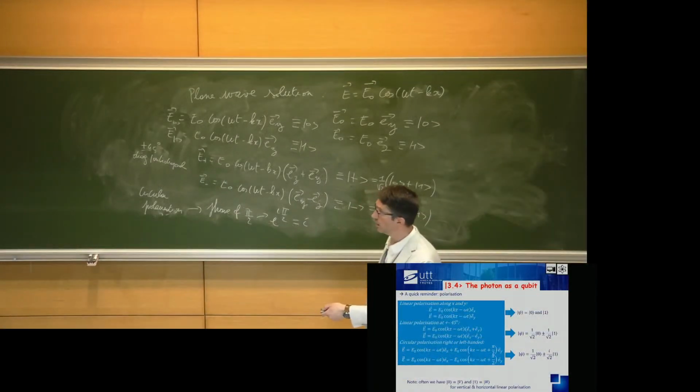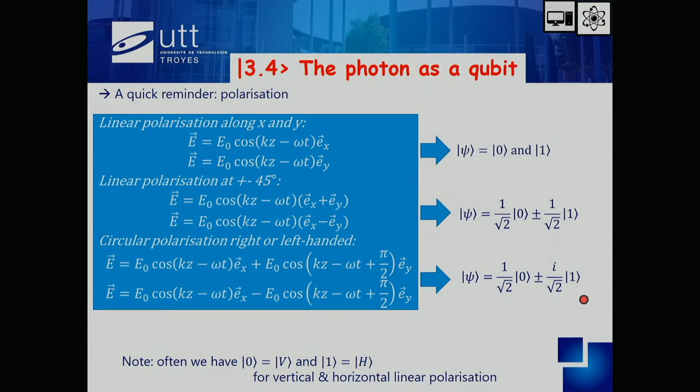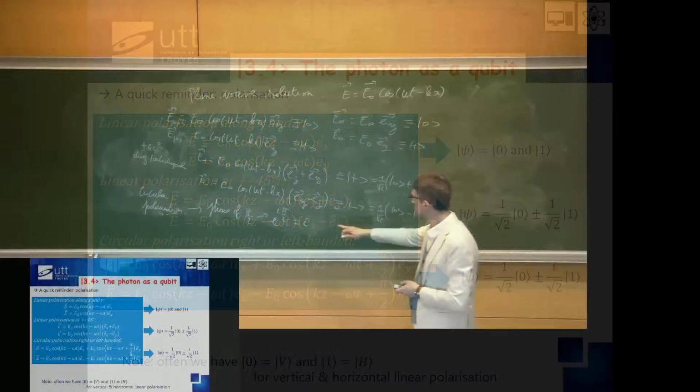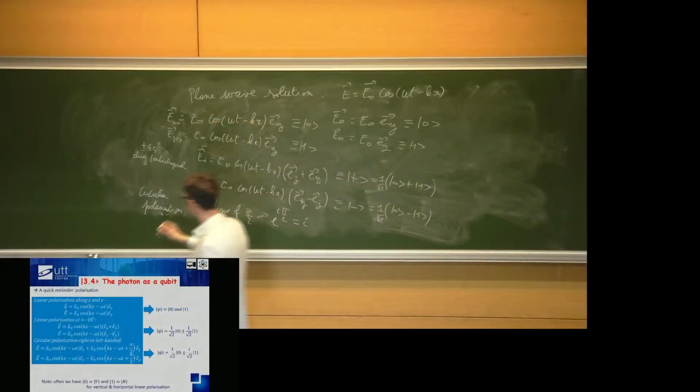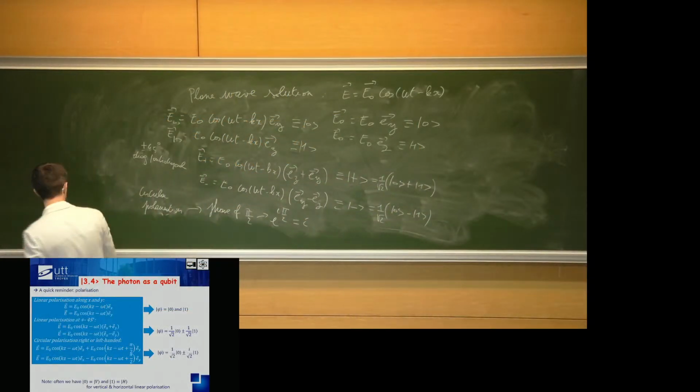So we've got here the state, which is 1 over square root of 2 times (0 plus minus i 1). So we have another superposition state, this time with a complex part. And remember, this is the state, this one, let's write it in blue.